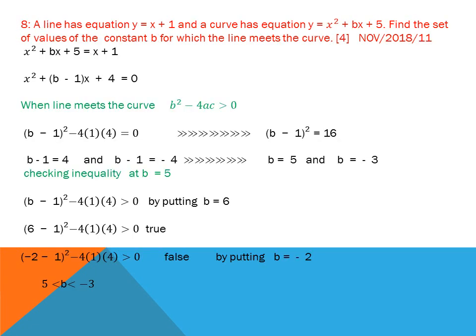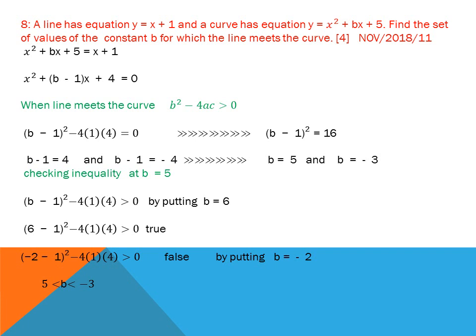In question number 8, a line has equation y is equal to x plus 1, and a curve has the given equation. Find the set of values of the constant for which the line meets the curve. It's a repeating question which we have already done previously. The line cuts the curve at two distinct points. For two distinct points, we should take the discriminant greater than 0, b square minus 4ac greater than 0. First I equate the equation of the curve and the equation of the line, because these two equations intersect each other.